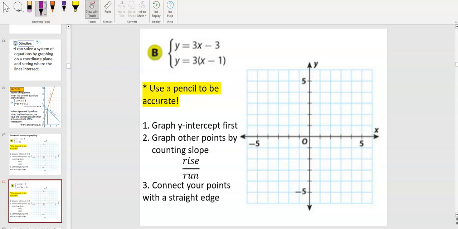All right, so we're going to do this again. Ready? So we're going to start with this one up here, and we're going to graph this line. -3, 1, 2, 3.